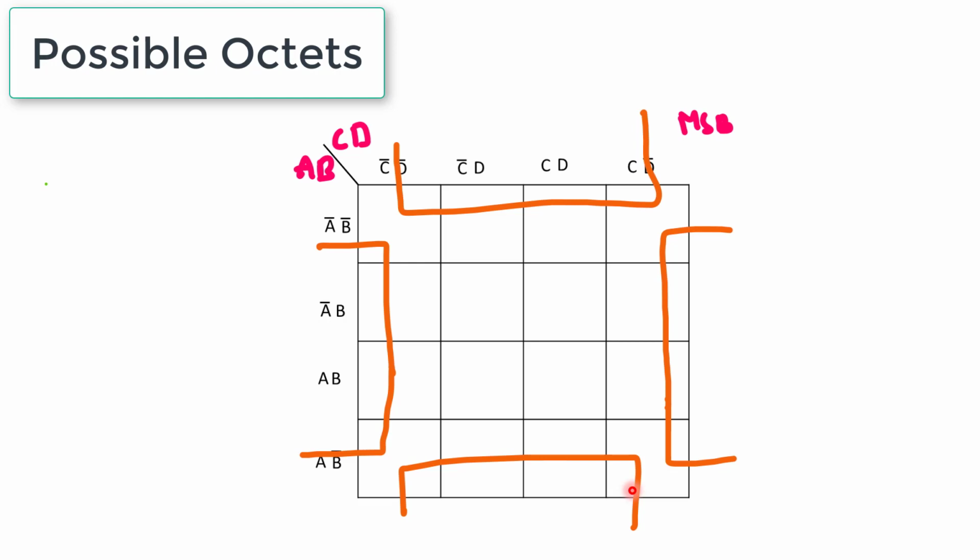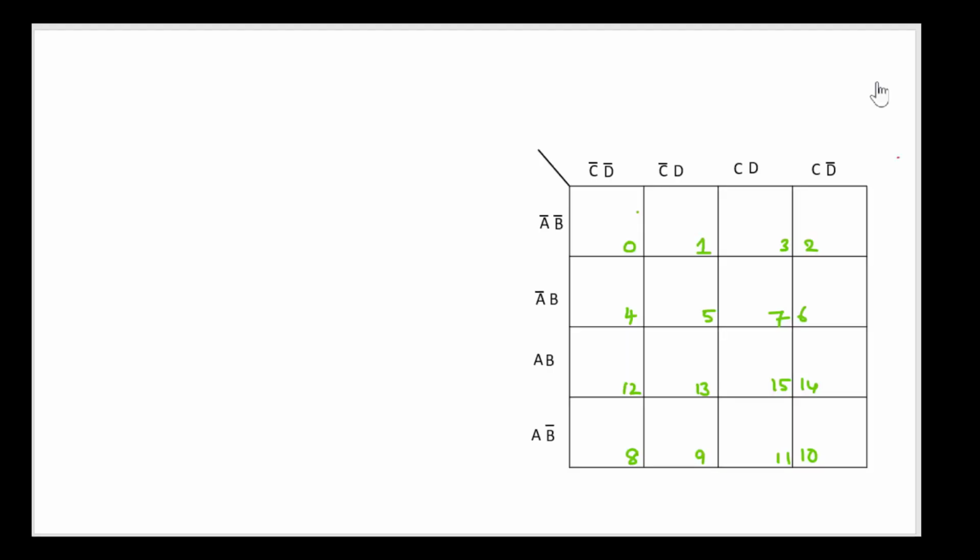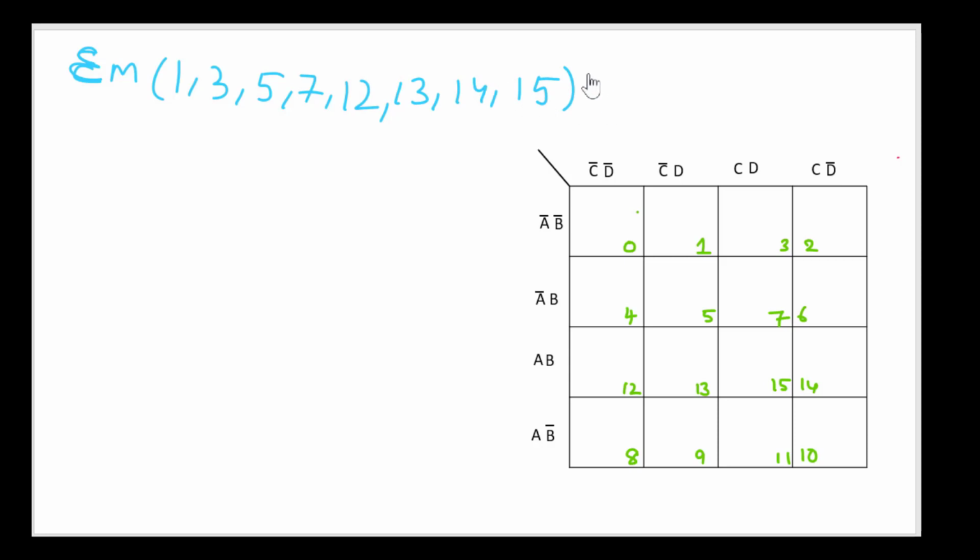Now we will try to solve some problems so that you will get a clear picture of how to minimize the 4 variable K-map. Let's take a few examples. The first one we will take is sigma m 1, 3, 5, 7, 12, 13, 14 and 15. So these are the min terms for which output is on. First we will fill the min terms.